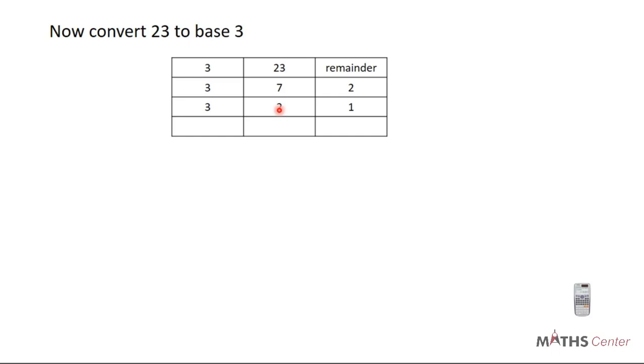Now, since 2 is lesser than the number here, you are going to write it here as the last number. So you are going to have 2, 1, 2. So it means that if you convert 23 to base 3, you are going to have 212 base 3. So we can say that 20211 base 3 divided by 22 base 3 is equal to 212 base 3.